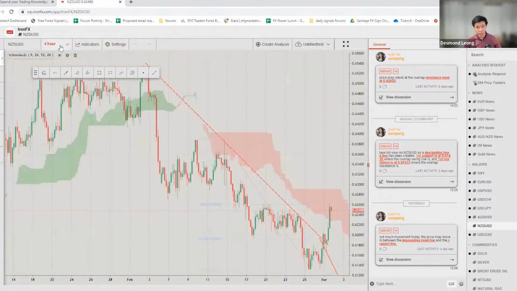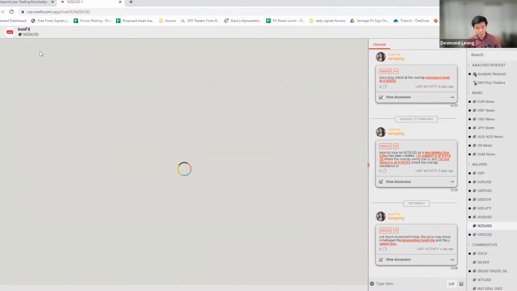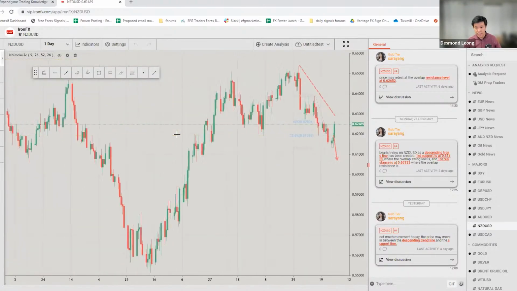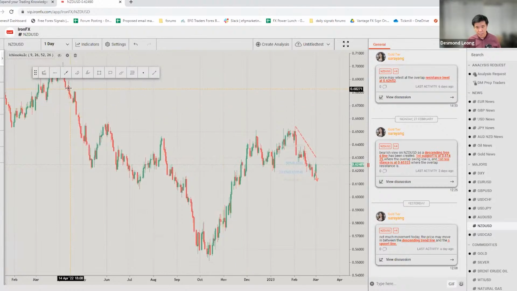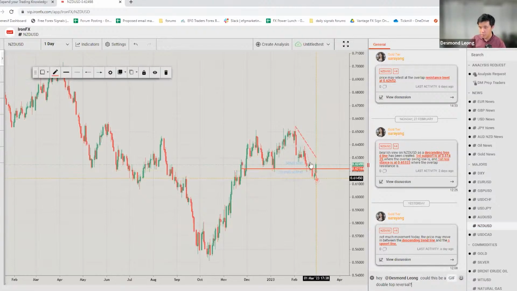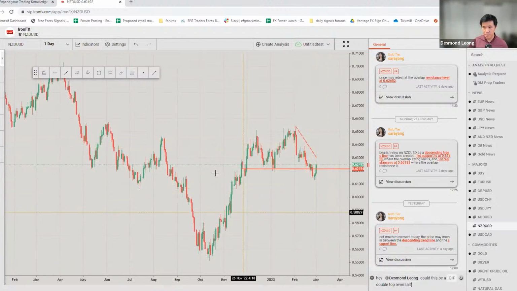All right, so we are here on Kiwi dollar. I'm looking at the 1-day chart, and you might be thinking, hey, Desmond, is this a double top? You might come here, draw this, and say, hey, Desmond, could this be a double top reversal? Let me delete the random stuff that I drew previously. So, could this be a double top reversal?